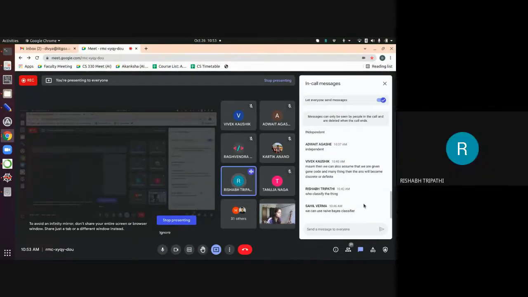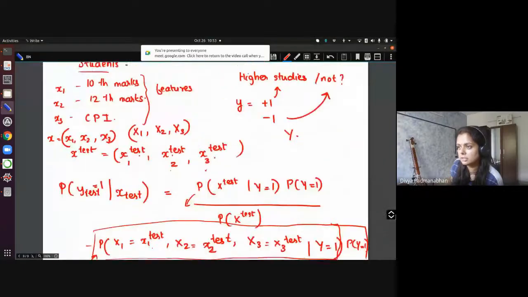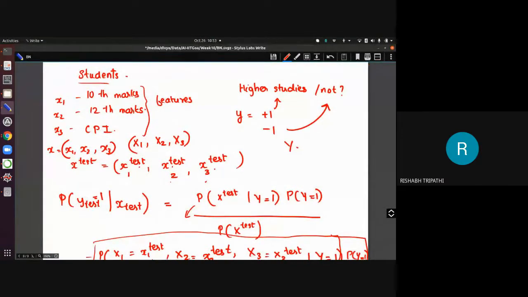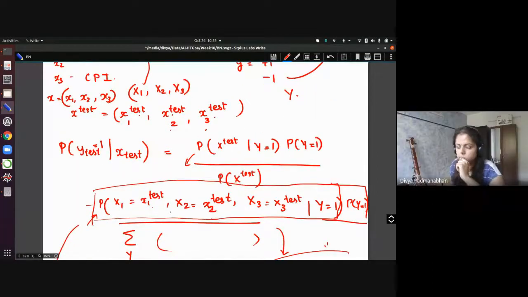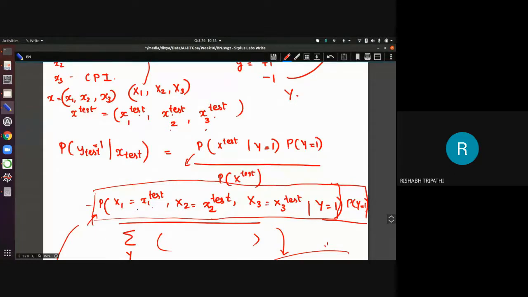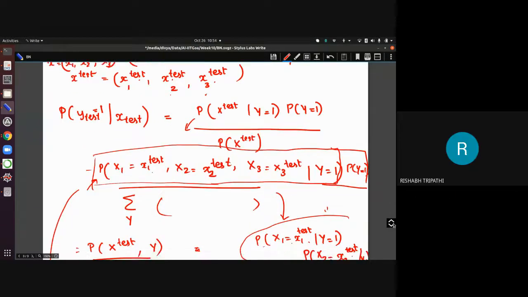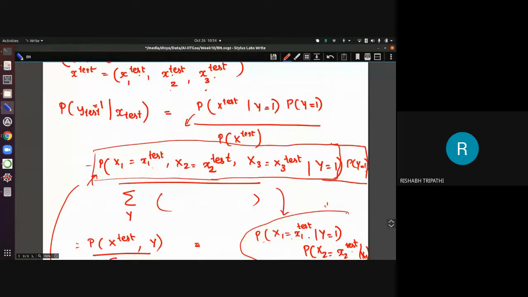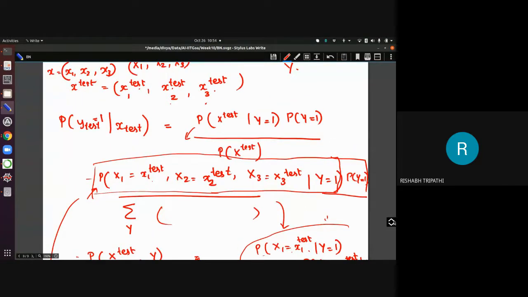Ma'am, I have one doubt. As you initially mentioned, in the naive Bayes classifier we consider every feature as independent. Here, you calculated P of x1 equal to x1 test and x2 equal to x2 test, and you consider that they are conditionally independent to solve things. So it is only applicable in this case only, in the naive Bayes classifier only we consider this thing? We cannot generalize this for the others?